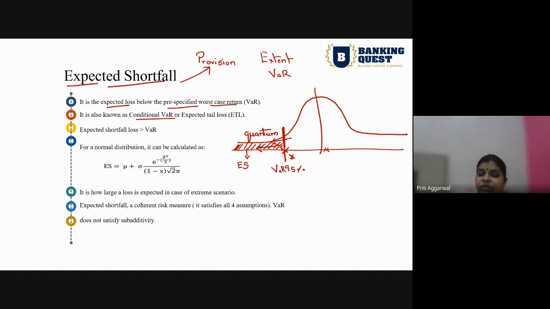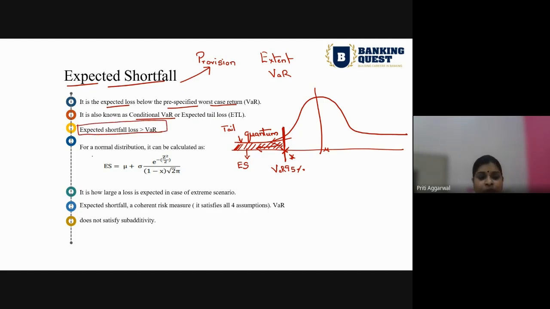That means, given a loss at a VAR level, what will be the loss beyond the VAR level, or the maximum loss at a VAR level? So that is the conditional VAR. And here we are trying to find out the losses at the tail, right? So these are your tails. When I have to calculate my losses at the tail, I call it my expected shortfall. And one thing we must always remember, friends, is that your expected shortfall will be greater than your VAR.